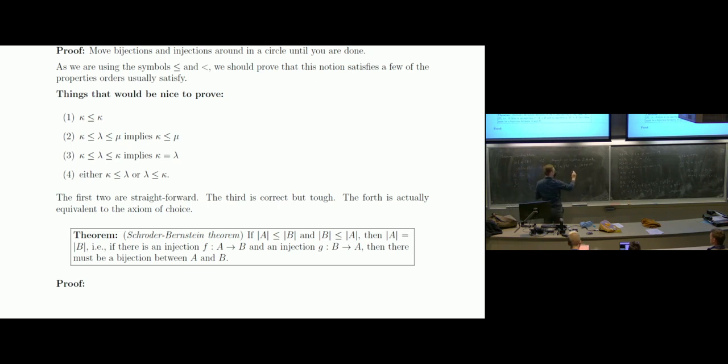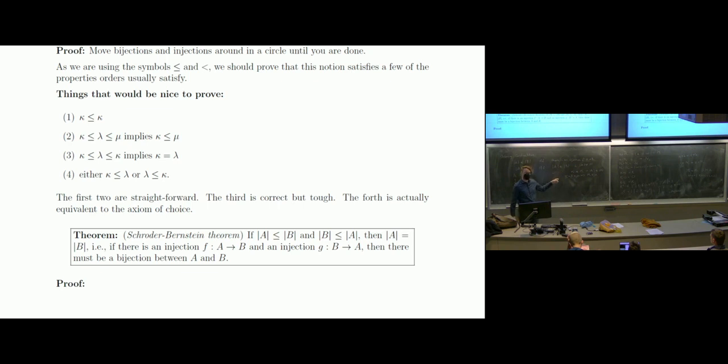Strictly, I want to show that a cardinal is less than equal itself, right? Or if you prefer, the size of A is less than equal to the size of A, if you prefer to instantiate with a particular set. I'd want to show that it's transitive, right? So kappa less than lambda less than mu implies kappa less than mu.